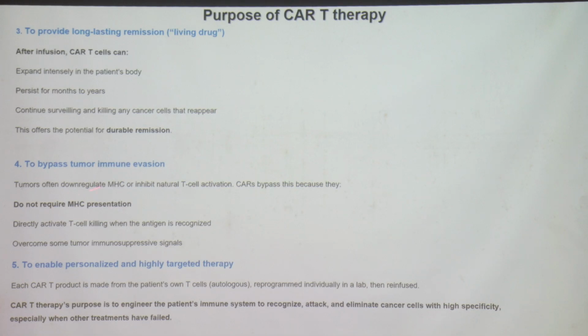CARs bypass this because they do not require MHC presentation, directly activate T cell killing when antigen is recognized, and they can overcome these tumor suppressive signals. And this is highly personalized and highly targeted. Every CAR T cell is made from the patient's own cells, autologous, reprogrammed individually in the lab and then reinfused. So CAR T therapy's purpose is to engineer the patient's immune system to recognize, attack, and eliminate cancer cells with high specificity, especially when other treatments have failed.